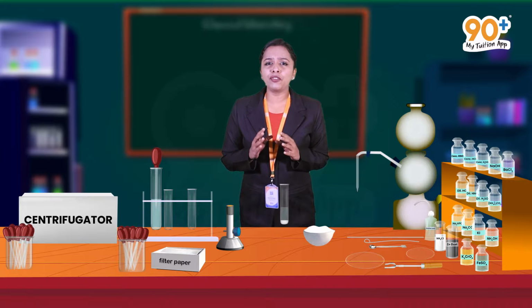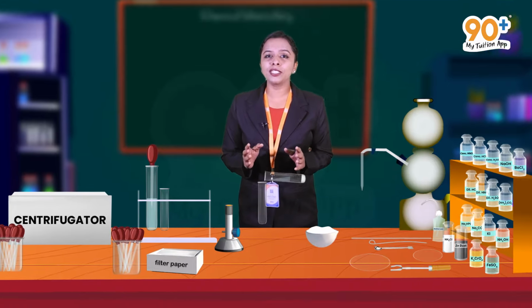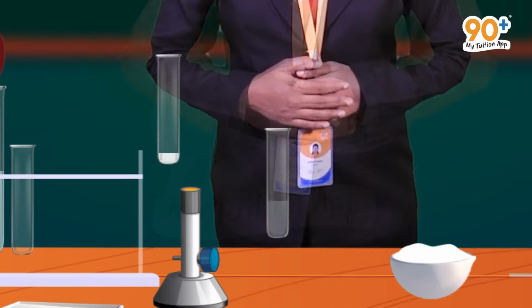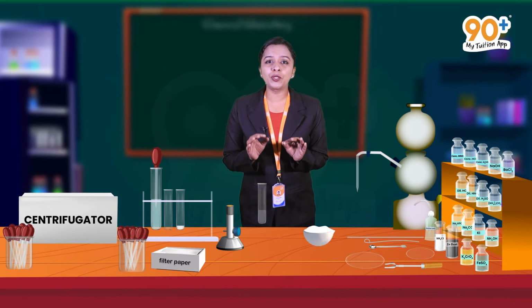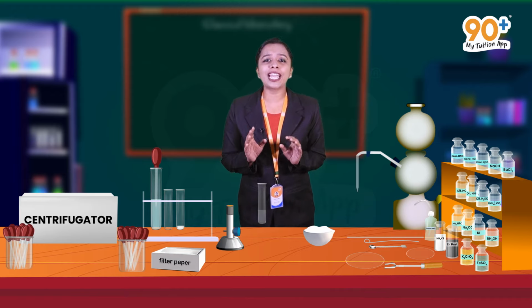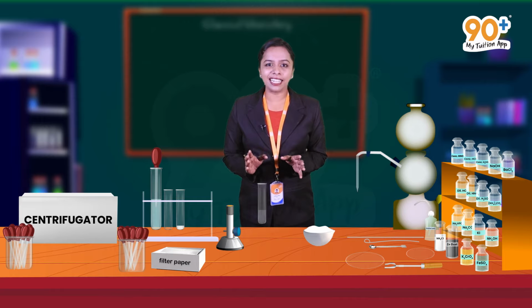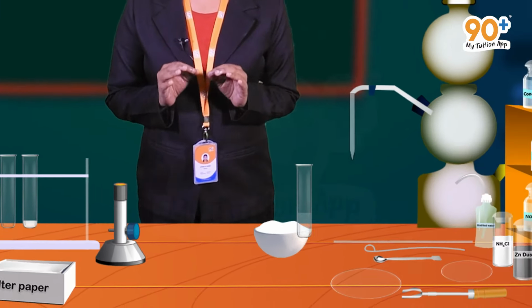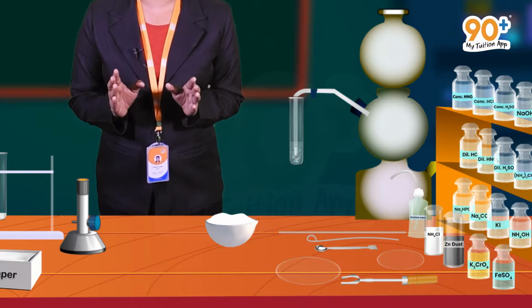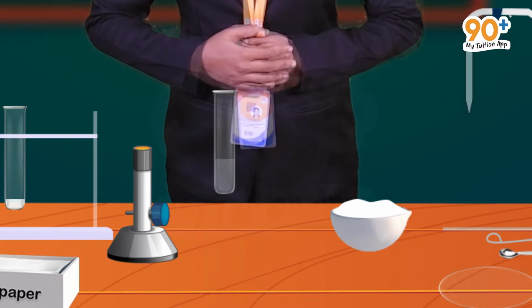After conducting centrifugation, transfer the filtrate into another test tube. To this filtrate, we will add group reagents of group 2 cations. As we know, the group reagents of group 2 cations are dilute HCl and hydrogen sulphide gas. We have already added dilute HCl to this solution. So now let's pass hydrogen sulphide gas through this filtrate.